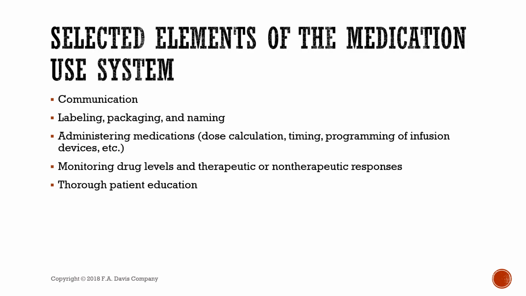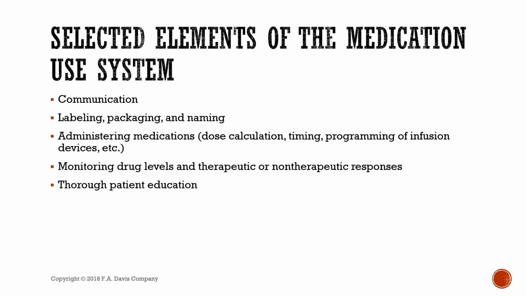So we are going to go in a little bit of detail about causes of medication errors. Let's first discuss some of the elements of the medication use system. Keep in mind that these elements do play some type of role in medication administration, but also remember that errors can occur in any of these elements. So these elements include communication. So think about if you have poor communication, error can occur. Labeling, packaging, and naming. If there's any issues with any of these when it comes to medications, error can occur. Administering medications, we know that error can occur.